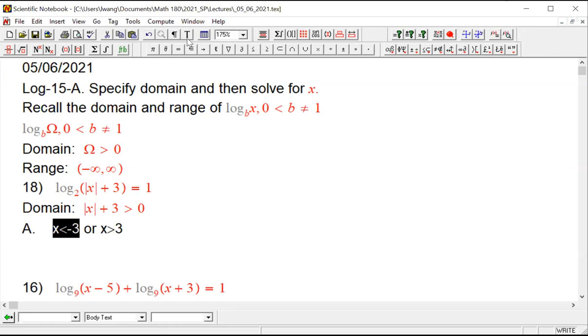X is less than -3 or X is greater than 3. So what you meant, right? And Andy's work is this. So choice B.